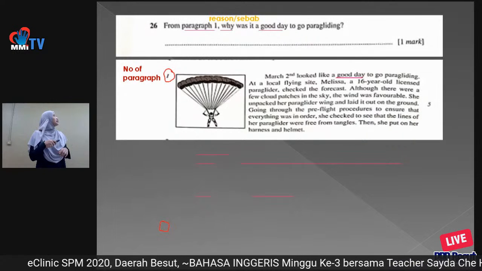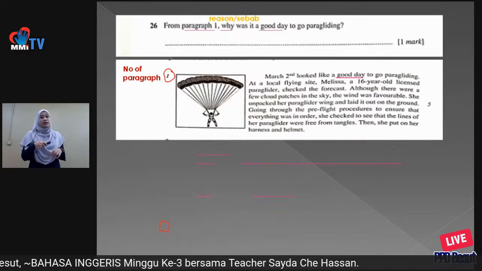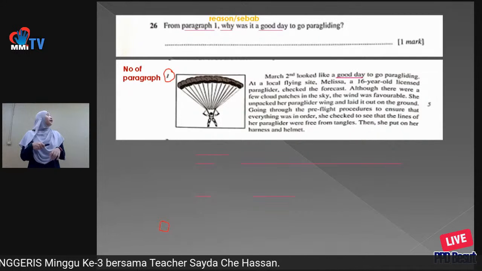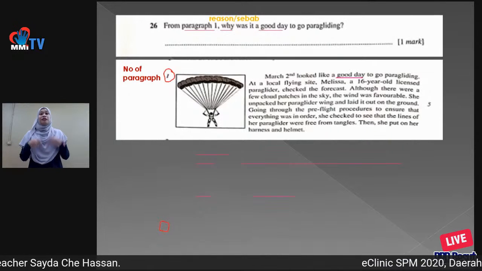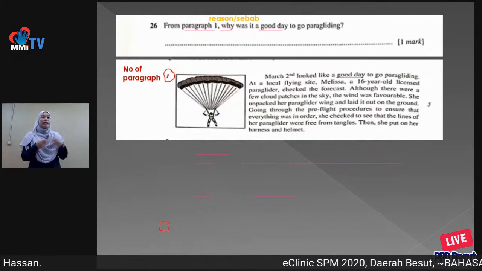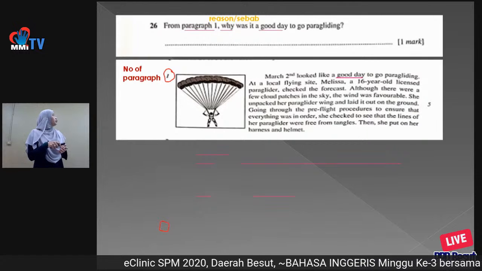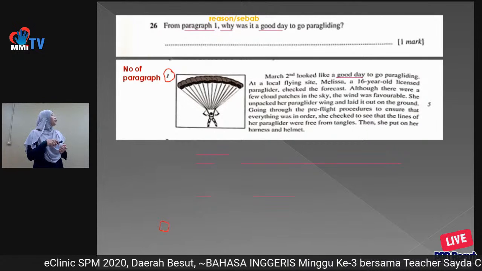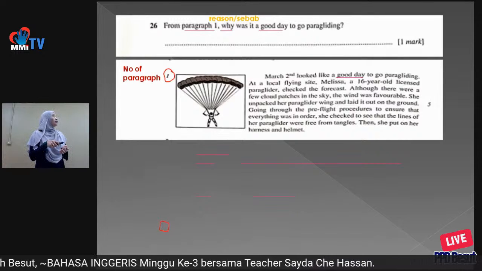Check the forecast, is this the reason? Why is it a good day? Why was it a good day to go paragliding? Not yet kan? Dia baru check. Dia nak kena tahu dulu forecast tu macam mana. Barulah that will give you the reason. Although there were a few cloud patches in the sky, the wind was favorable.